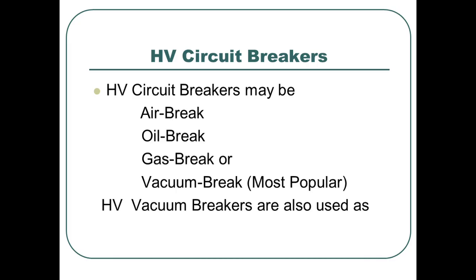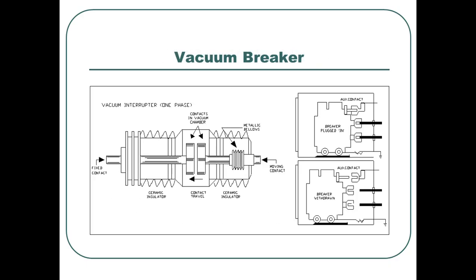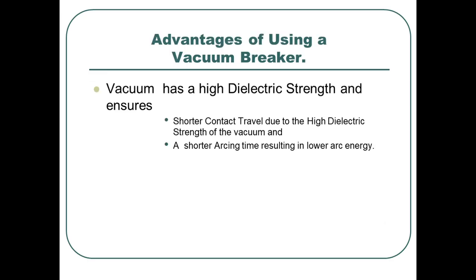Now a high voltage circuit breaker may be an air circuit breaker, gas break, or vacuum break. Most popularly we are using the vacuum breaker. High voltage vacuum breakers are also used as high voltage contactors for motor control. Okay, vacuum interrupter, one phase. You can see here, this is the ceramic insulation, contact travel, breaker plugged in with auxiliary contact and the main contact. When we are drawing out the breaker, we have a fixed contact.